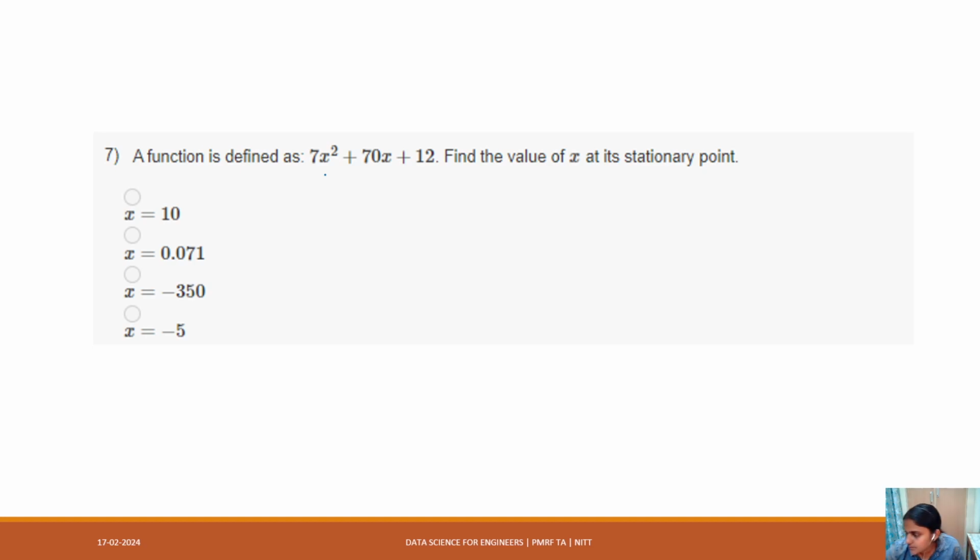So 7x square plus 70x plus 12, find the stationary point. So the answer I'm getting is D. If f dash of x equals 14x plus 70, x equals minus 5, that is true.